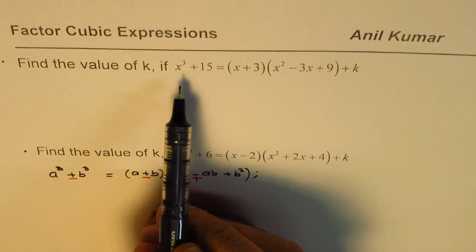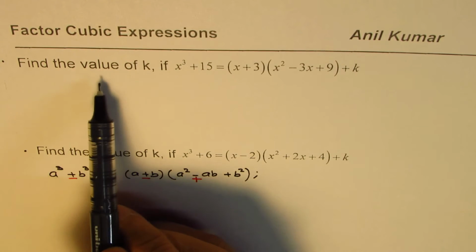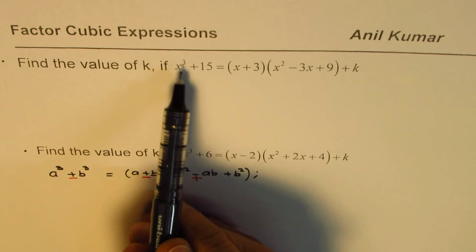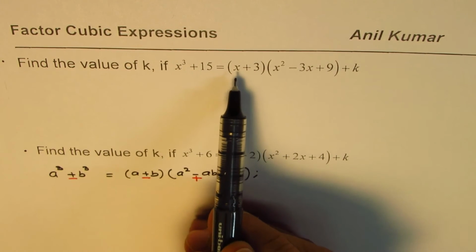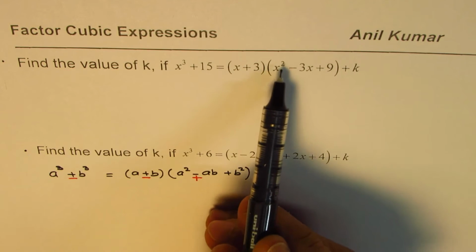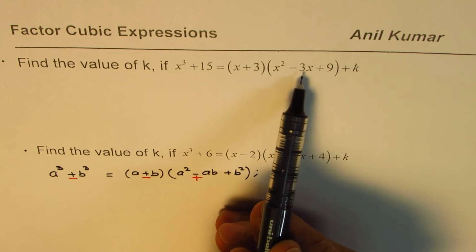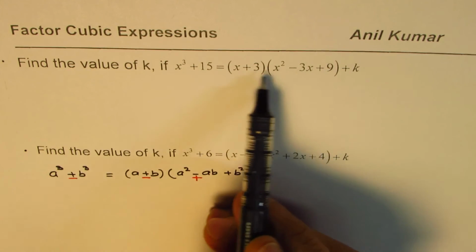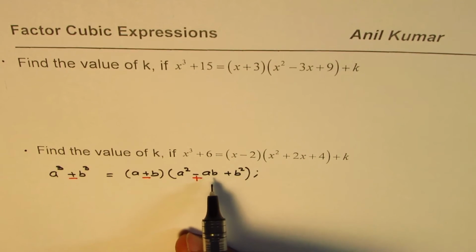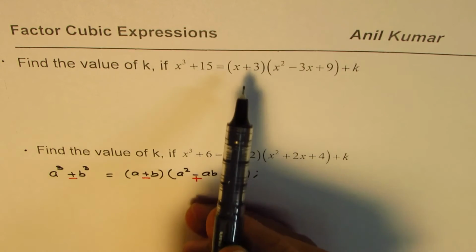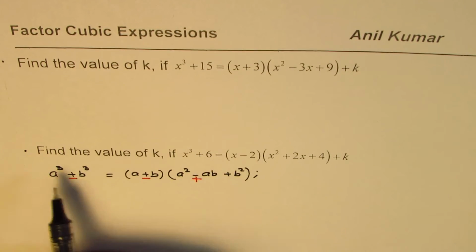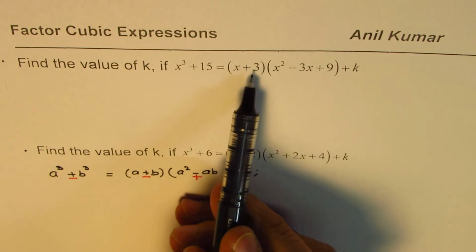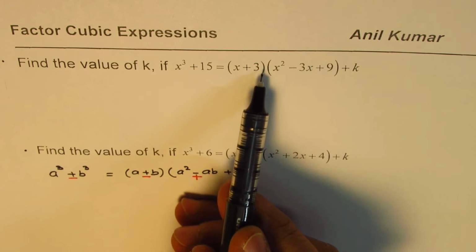Now the question here, let's read again. Find the value of k if x cubed plus 15 equals x plus 3 times x squared plus 3x plus 9, plus k. Now this product, if you check with the formula, is the sum of cubes, which is x cubed plus 3 cubed. Do you agree with me?